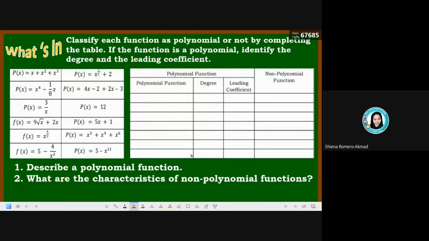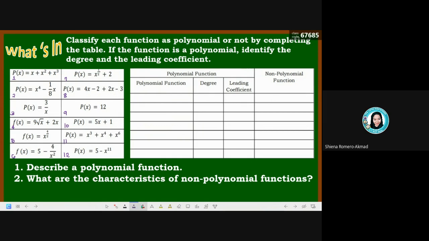So dito, we are going to classify what if the given is a polynomial or not. So polynomial siya, isusulat natin siya dito. And if not, we are going to write it here. Okay, so kanina, we are able to identify that among this given 12 examples, we have therefore which is non-polynomial.